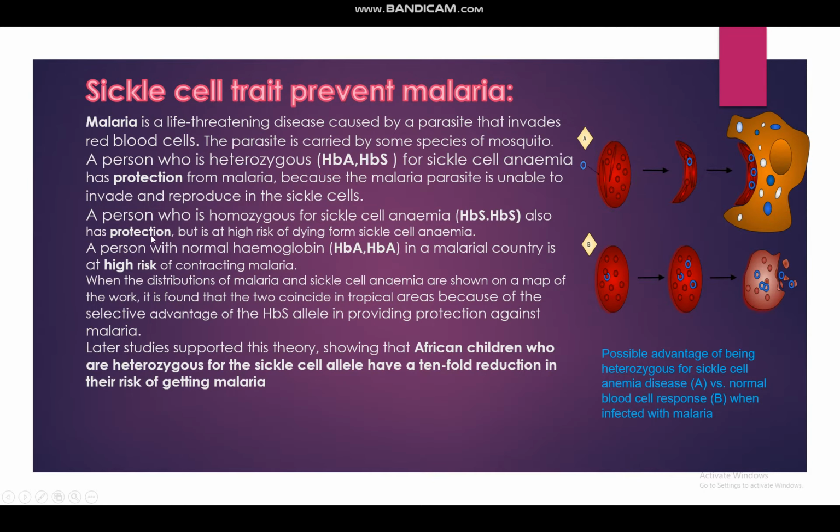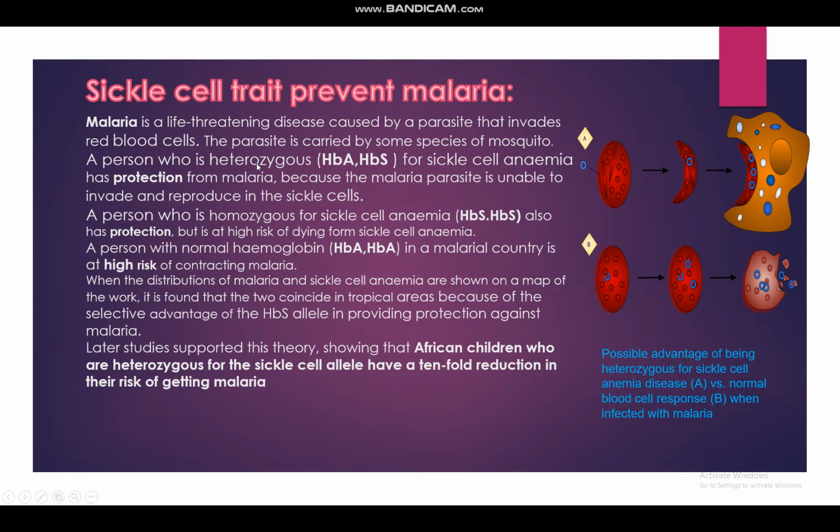Now one interesting fact is that people who have the sickle cell trait are protected from malaria. You all know that malaria is a life-threatening disease caused by a parasite that invades red blood cells. The parasite is carried by some species of mosquito. In the case of the malarial parasite, the mosquito is the female Anopheles.